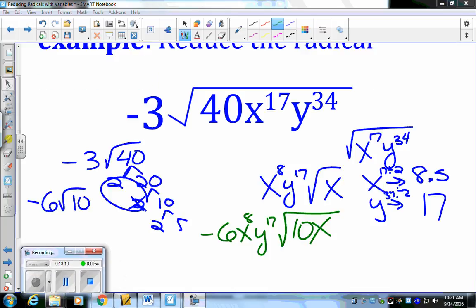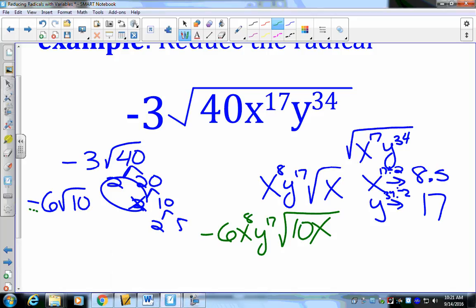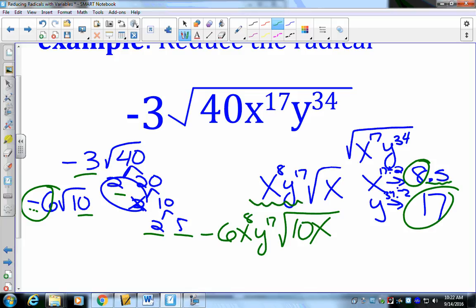All right, let's take a look. So -3 radical 40, don't forget that negative is part of your answer. Okay, when I break it down, 2 moves to the outside, so 2 times -3, that's how I got my -6, and then 2 and the 5 are left over for 10. On the letter side, 17 divided by 2 gave me 8.5, telling me I have 8 pairs of x's with one little guy left over, and then I have 17 pairs for y's. Okay, so when I combine it all together, -6, x to the 8th, y to the 17th is on my outside, and the 10 and the x are left over underneath.